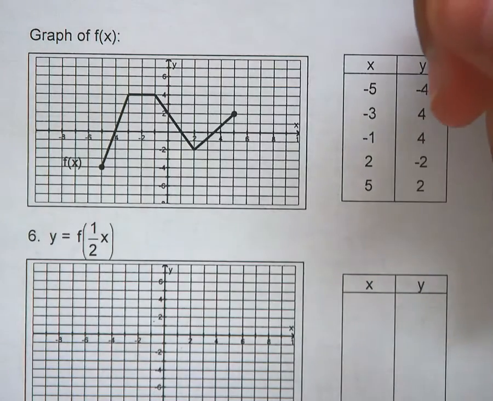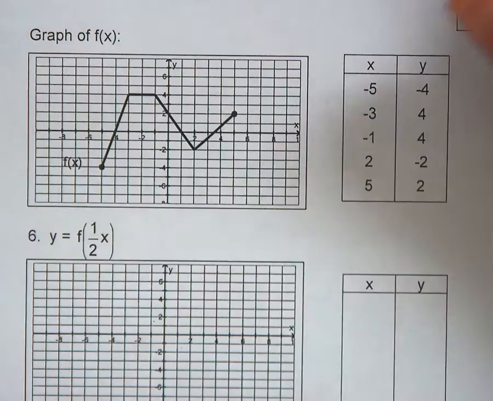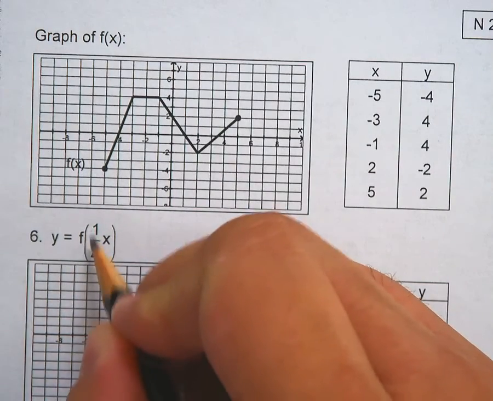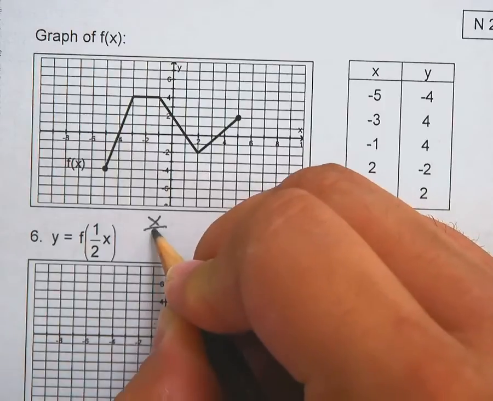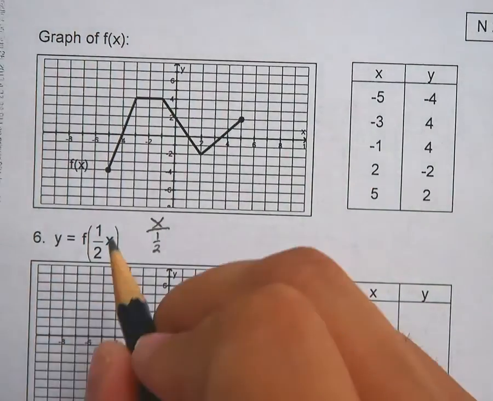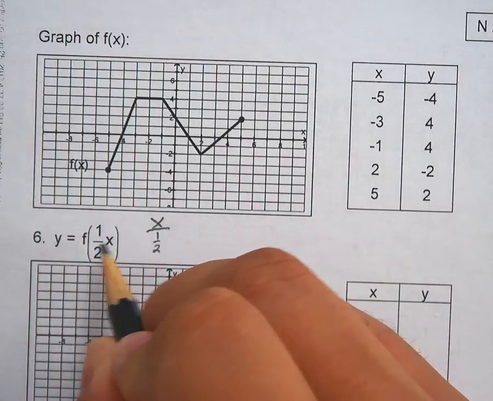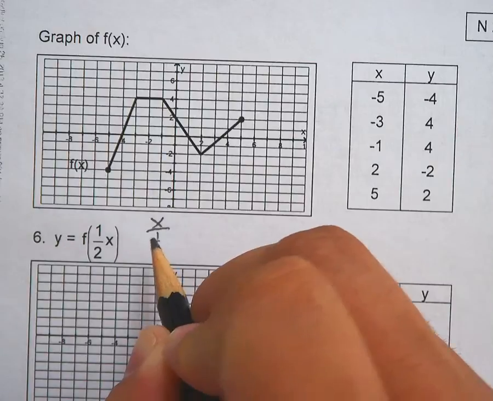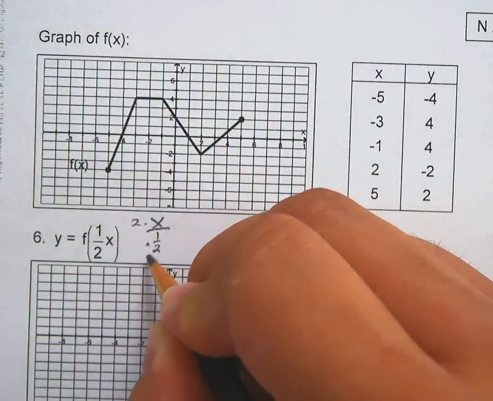Multiplying by a half. So what are we going to do to counteract that? Well, if we're multiplying by 1/2, that's kind of like saying x over 1/2, right? This is the opposite of this. Instead of multiplying by a half, we divide by a half. If you wanted to simplify this, you could multiply by 2.